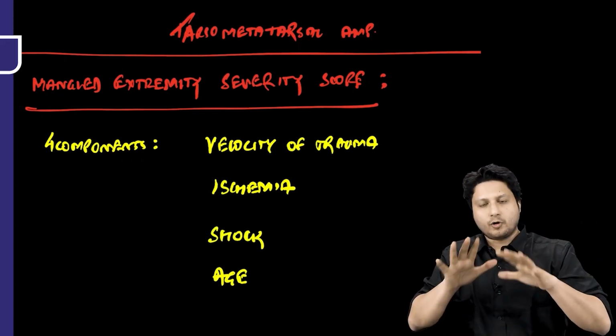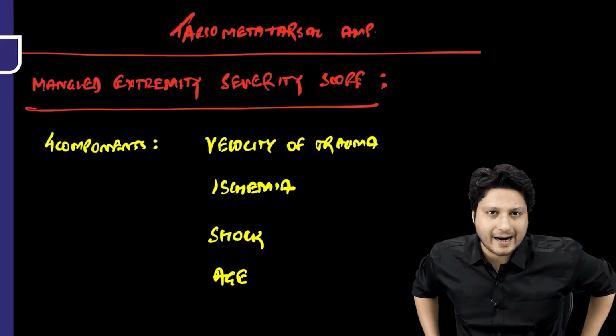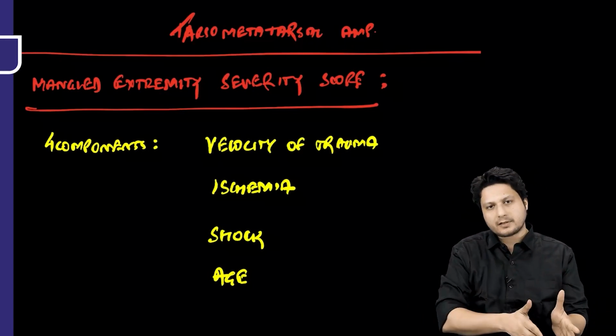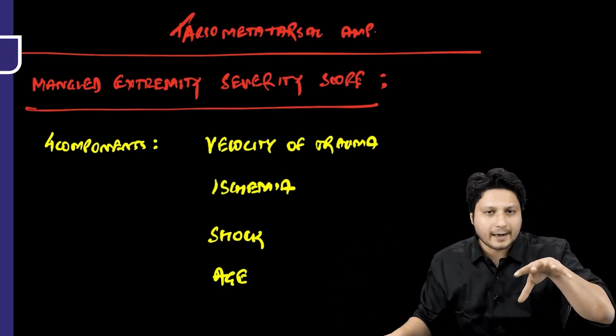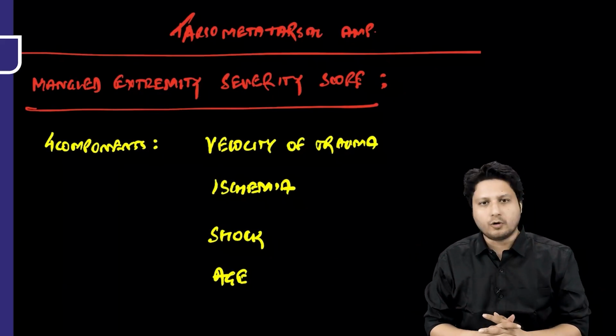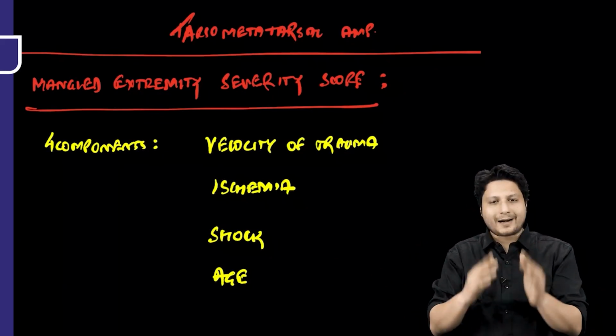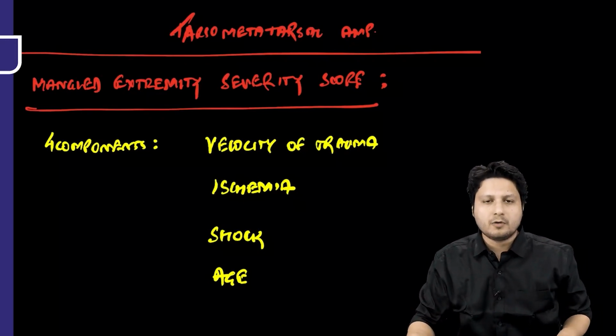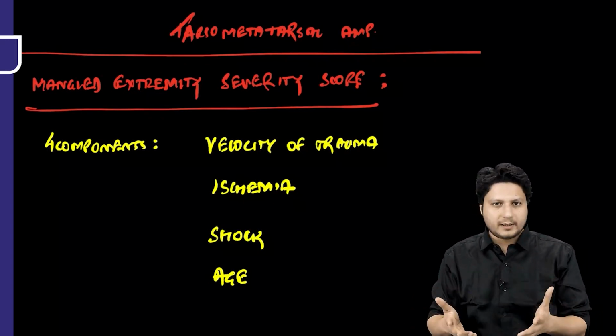Alright, so these are the four components which are taken into consideration and the score is calculated. Based upon the calculation, the score could be less than 7, 7 to 13, or more than 13, and based on those scores it is decided whether to go for limb salvage or limb amputation. Although practically this MES score, or mangled extremity severity score, is not used for the purpose of management.